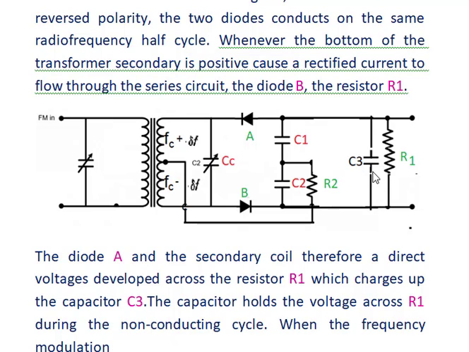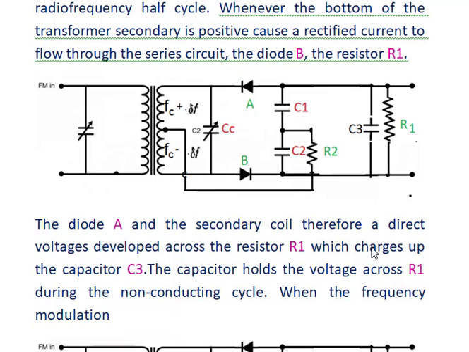This capacitor holds the voltage across the resistor. This voltage is from the diode. It is a rectified voltage, developed across R1. It is charged by the capacitor C3, so during the non-conducting cycle also it holds the voltage.